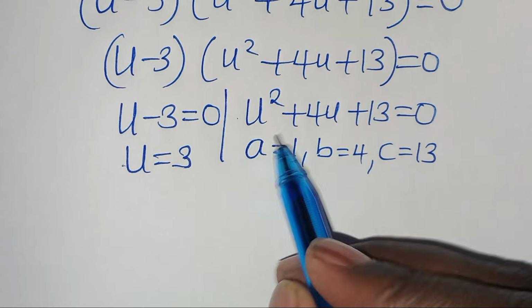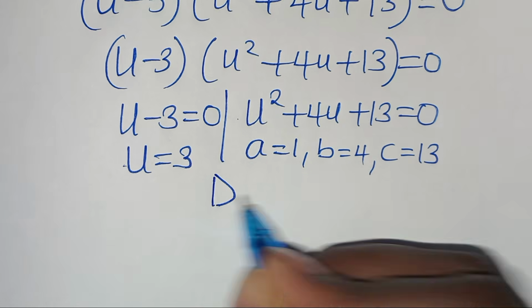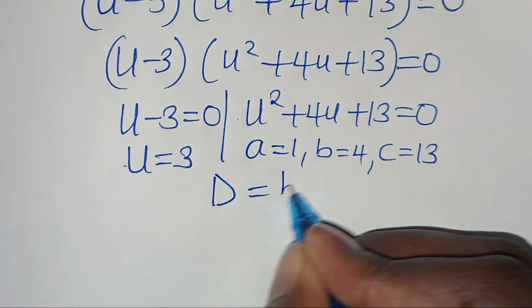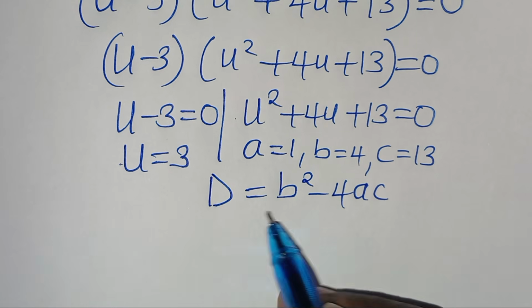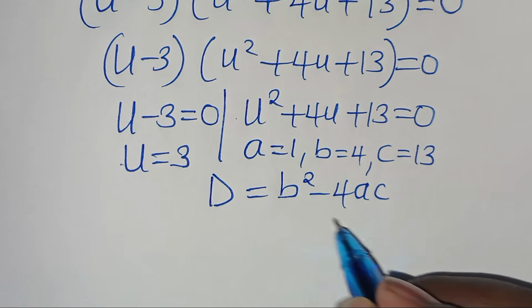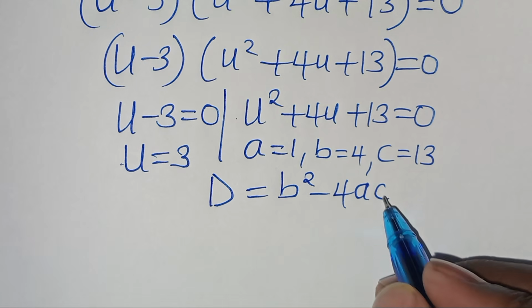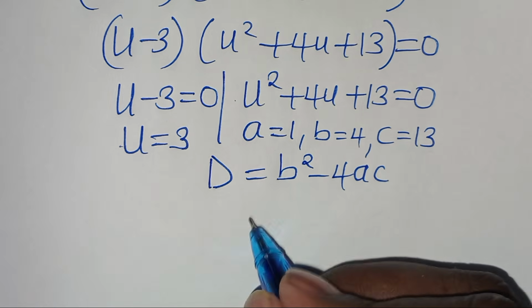Now let's assess the nature of the roots of this quadratic equation. That is by determining the discriminant value, which is equal to b squared minus 4ac. Now we want to check if the discriminant value is less than 0. That means we don't have real roots, we have complex roots. If it is greater than 0, we have real roots.